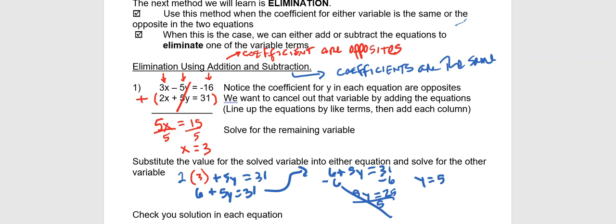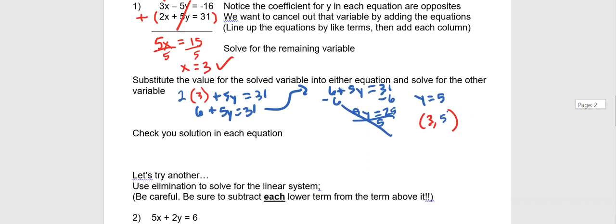So I first used elimination by adding, because my coefficients for y were opposites, and I got x equals 3. And then I substituted that value in for x into either of my two equations, and I got y equals 5. And then I write my final solution as an ordered pair. So our solution should be 3, 5.